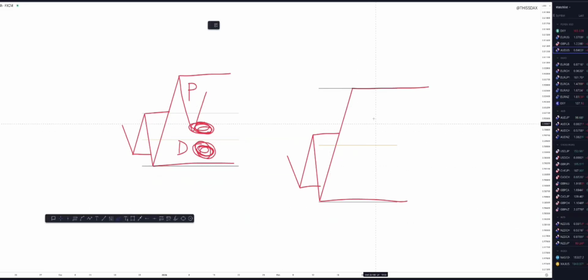You can either decide to wait for price to come down to the discount. You buy at discount and you sell at premium. So you can wait for price to come down to the discount before you look for buys, or you look for sell opportunities into this discount zone. This is the first way I use my Fibonacci tool.